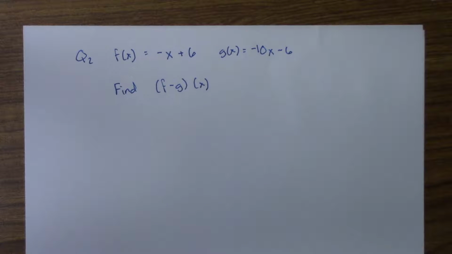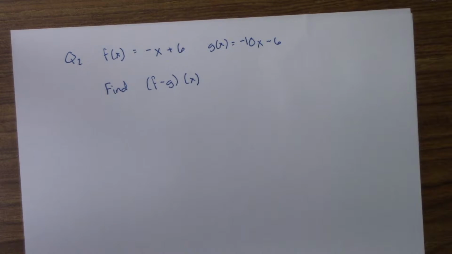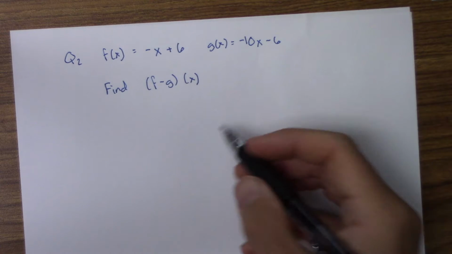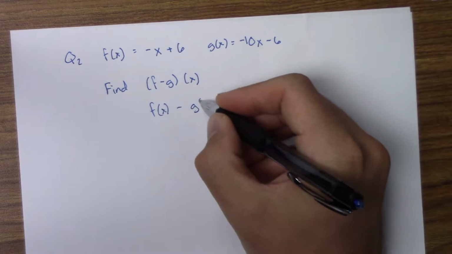Question 2, here we go. So this is very similar to the last one, except now we've got a subtraction step. So again, I'm going to show the first part where we can expand this notation, and this is really saying we have f of x minus g of x.